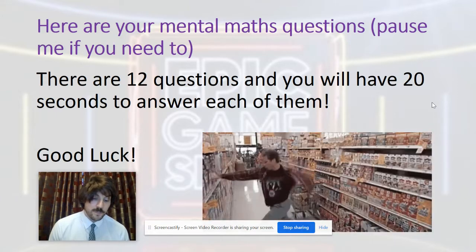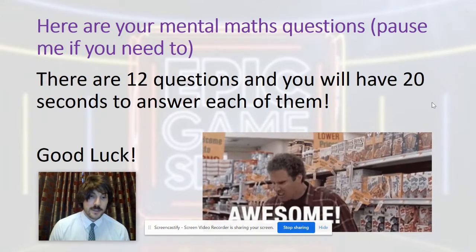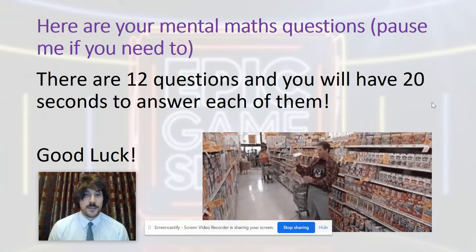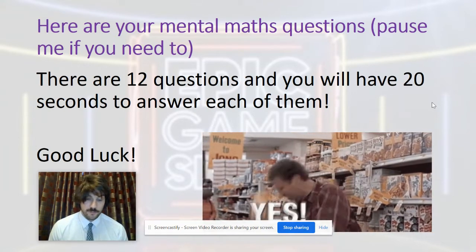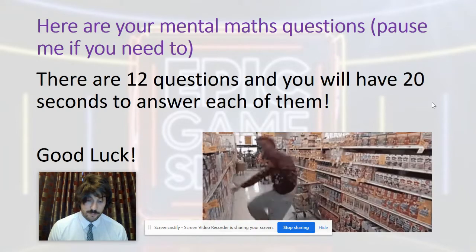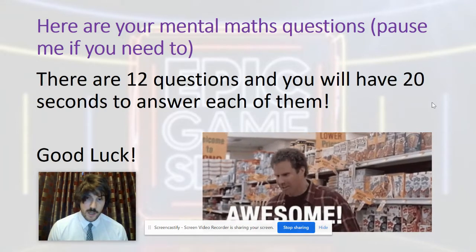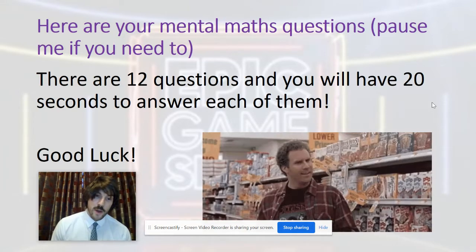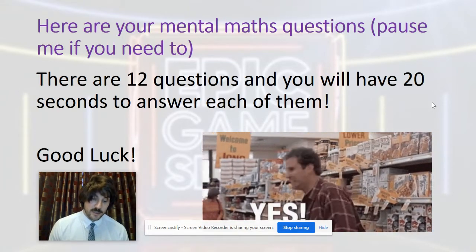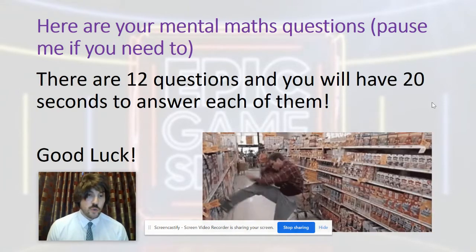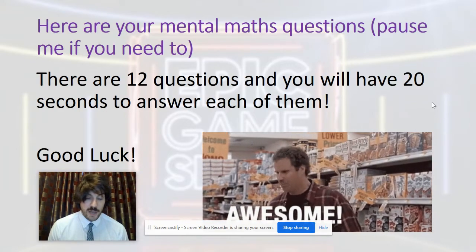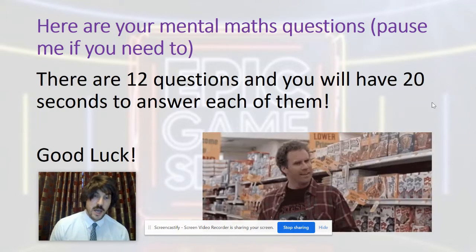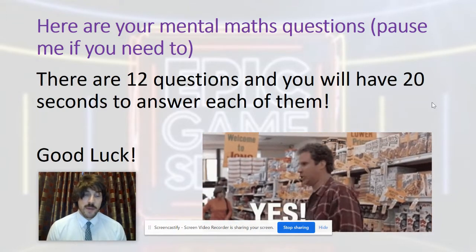Number 10. How many sides does a hexagon have? Number 11. A magazine costs £1.35. How much do two magazines cost?